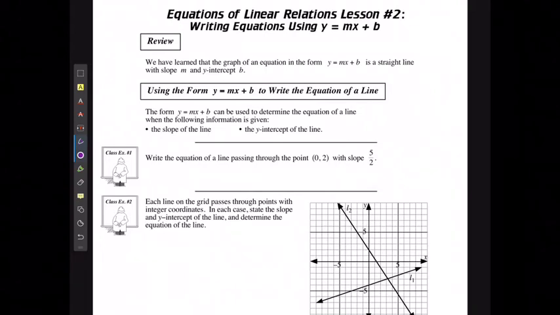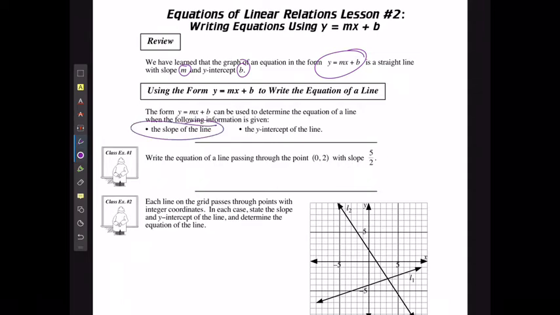Okay, if we are writing equations using our slope-intercept form, or y is equal to mx plus b, we've learned that the graph of an equation in the form y is equal to mx plus b is a straight line with a slope of m and a y-intercept of b. The form y equals mx plus b can be used to determine the equation of a line when the following information is given: if I can solve for or know what the slope of the line is, and if I can find an exact y-intercept of the line.